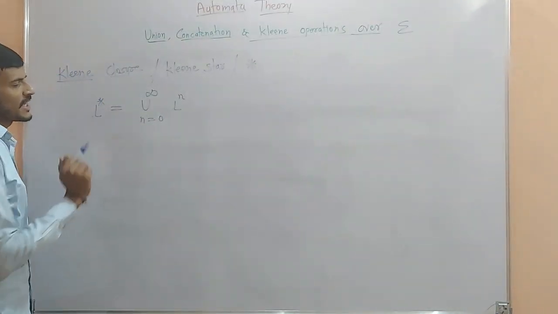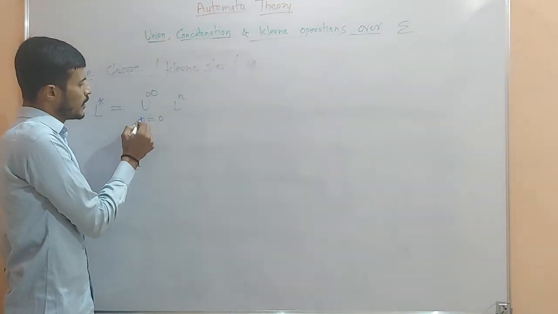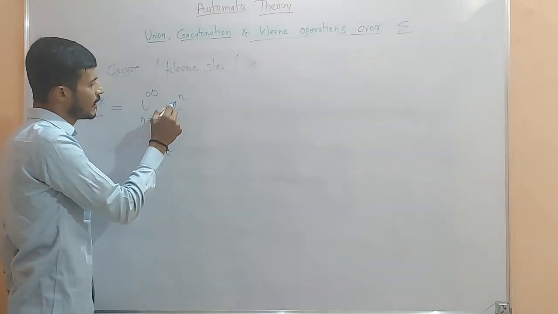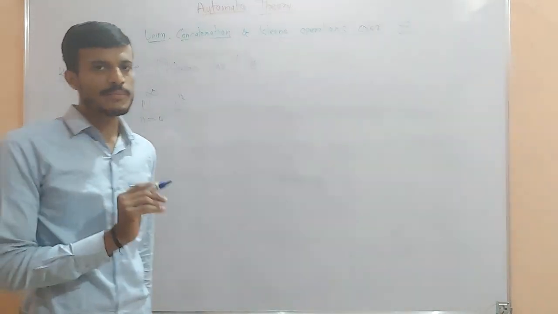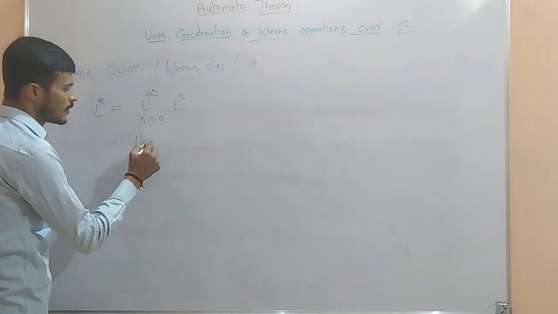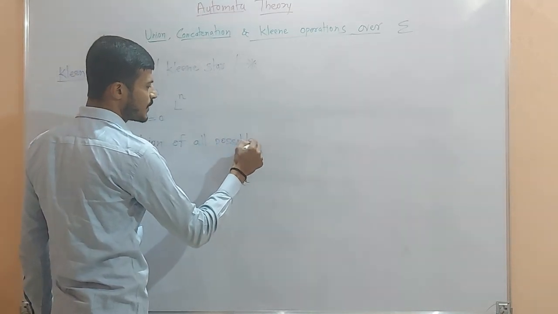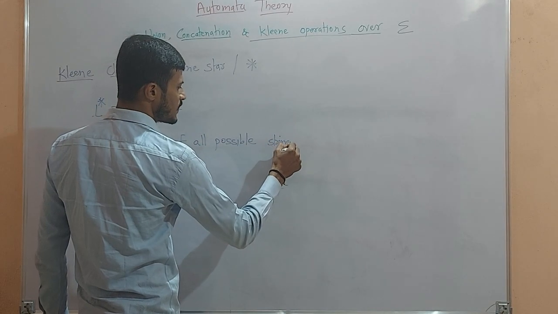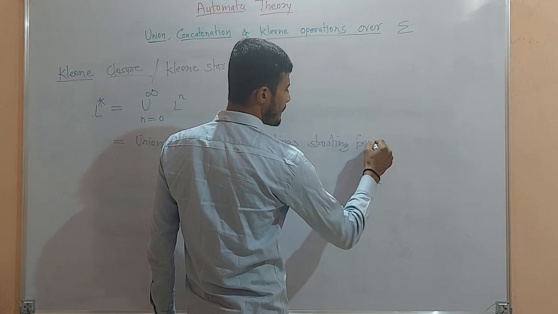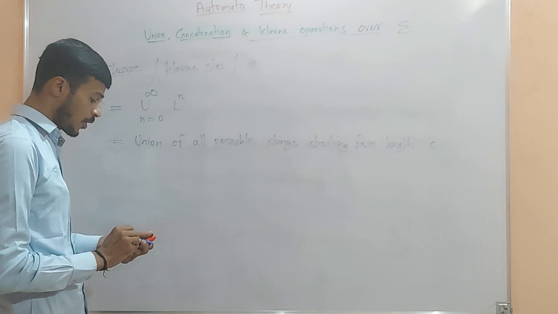So what is the meaning of this equation? L star equals the union, for n equals 0 to infinity, of L raised to n. So what is the meaning of this? This is nothing but the union of all possible strings starting from length 0. All possible strings starting from length 0.